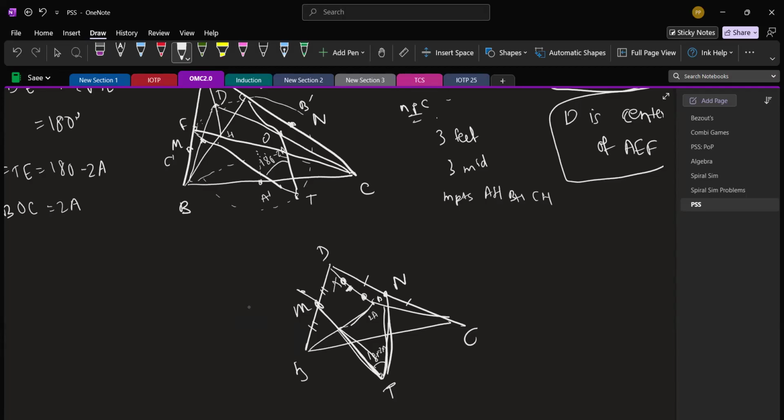Okay, it's the midpoint. Oh, it's the midpoint of DO. What is Ronald talking about, guys? Okay, as I'll formulate.